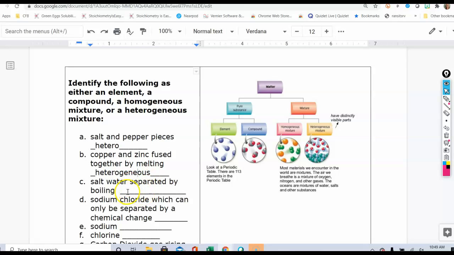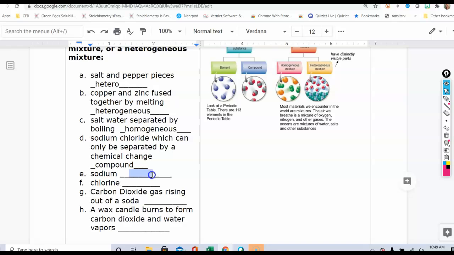Salt water can be separated by boiling, but if you think about what a salt water solution looks like, you can agree that it looks all the same. So that's going to be a homogeneous mixture. Sodium chloride, which can only be separated by a chemical change, that is going to be a compound. Sodium is just a plain old element. So is chlorine.